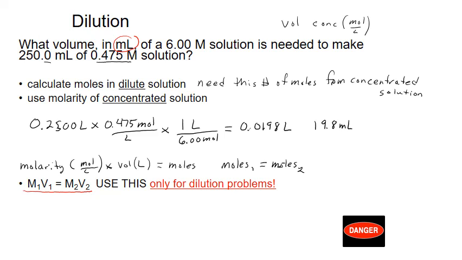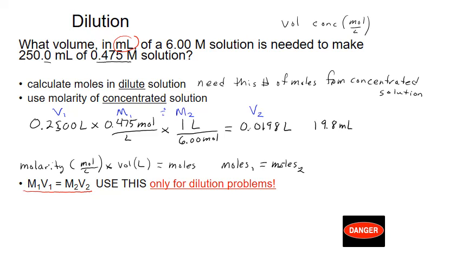It's really important that you only use this particular formula for dilution problems. Never use it for a chemical calculation problem. So how is this math the same as what we did before? What we did before was we took volume and concentration for one solution, and then that was divided by the concentration of a second solution. And that worked out to be the volume of the second solution.